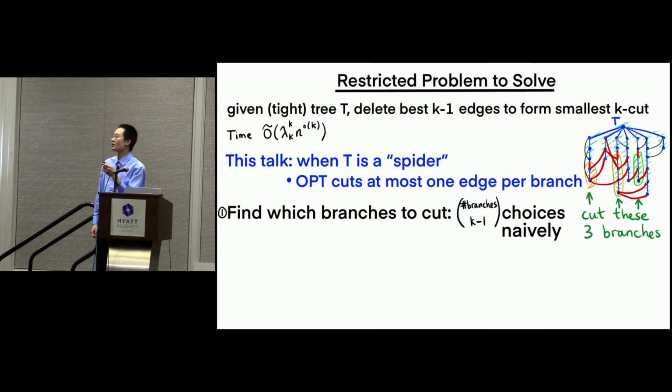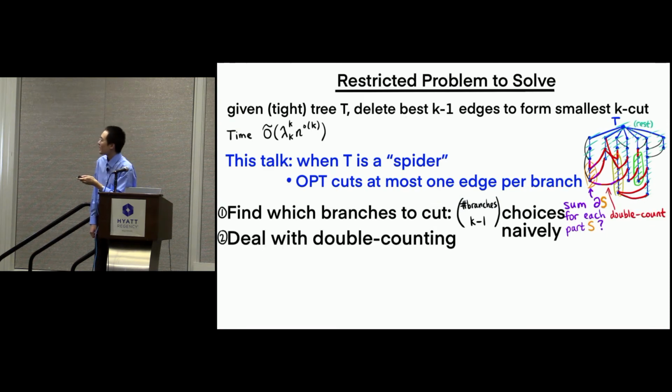So there are two issues to overcome in this approach. The first one is, which branches do we choose? Naively, there's the number of branches choose k minus 1 choices for which branches we pick. That's too much. And the second difficulty is that suppose we can even identify the branches. How do we find the best edges to cut? Note that we cannot just find the best cut in each branch and sum over all the boundaries, because we might double count one edge, where we've counted this edge cut from both sides.